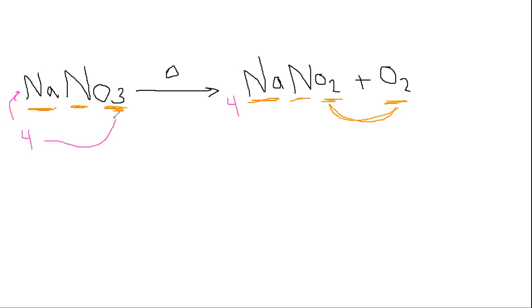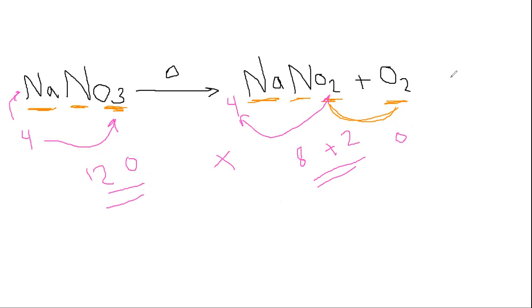But 4 times 3 equal what? 12. So we have 12 oxygen. Okay, but 4 times 2 equal what? 8. 8 plus 2 equal what? 10. So this is 12, but this is 10 oxygen. So it's false. So we mustn't write 4. Try to think again.